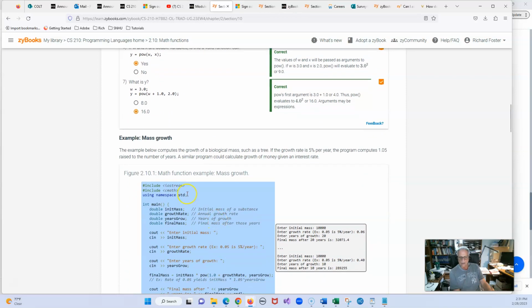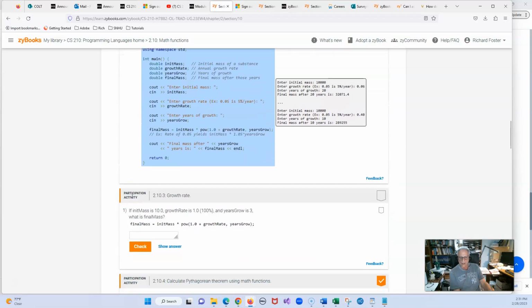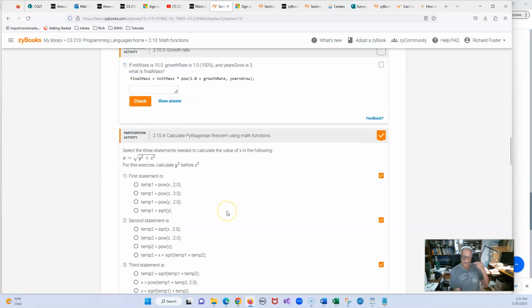So there we go. I'm going to allow you to look at this and work on that, as well as this itself here. And here is the square root of something. So we have x squared plus y squared.